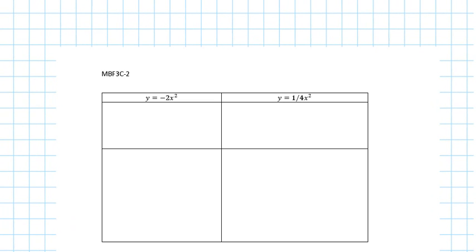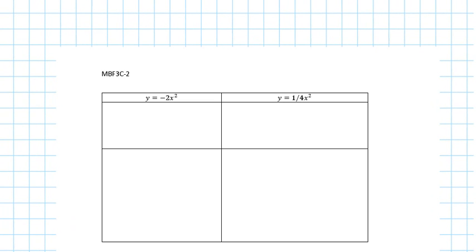Vertical stretch. What's the value of A? What's A? Negative 2. The negative is going to cause the reflection, right? Okay. And the 2 is going to cause it to do what? Vertical stretch. Okay. So we have a reflection.